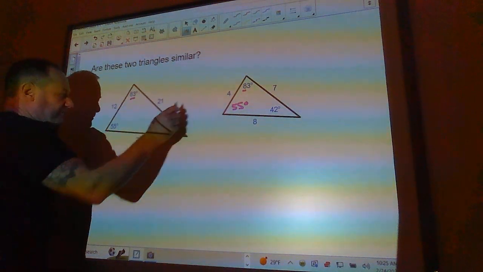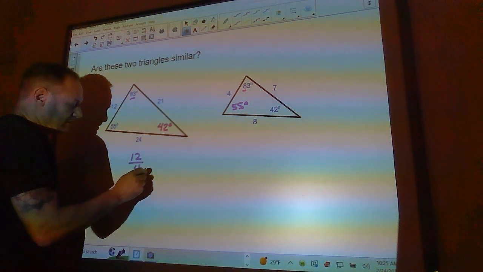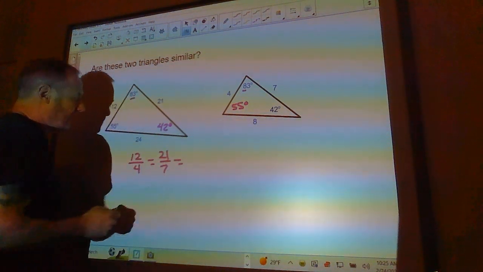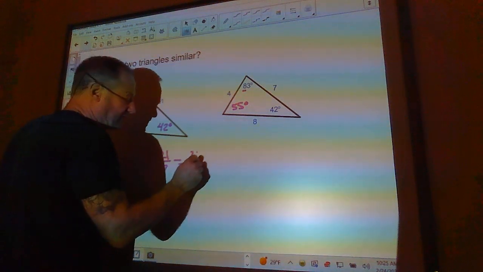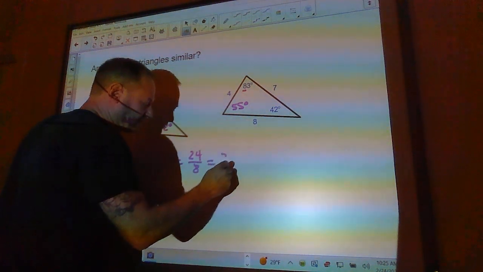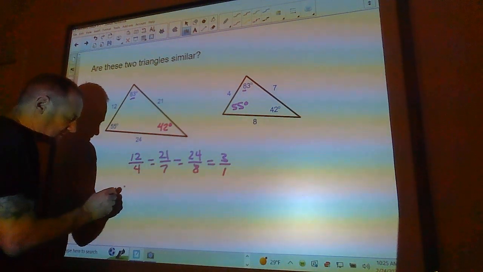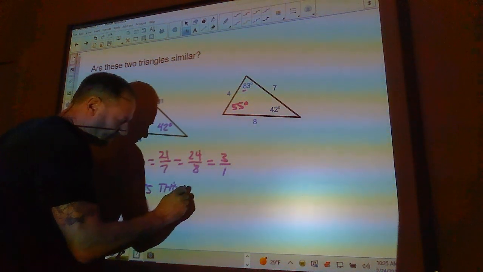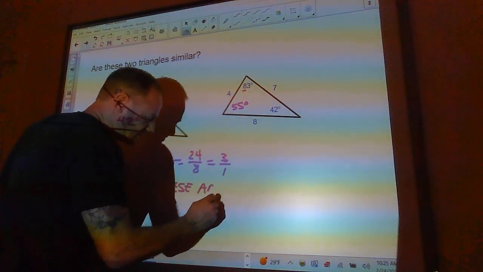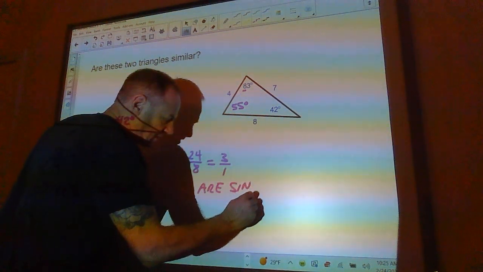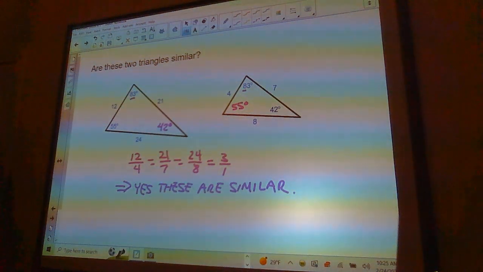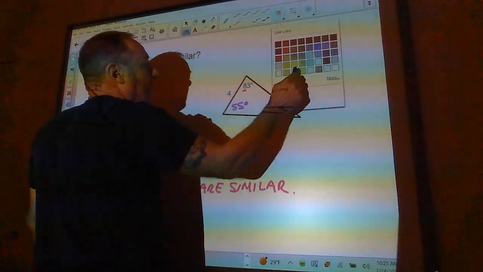Let's check here. 12 is to 4, 21 is to 7, and that would be 24 is to 8. All of those reduce to 3 over 1. So yes, these are similar. All the sides were proportional. All the angles were equal.